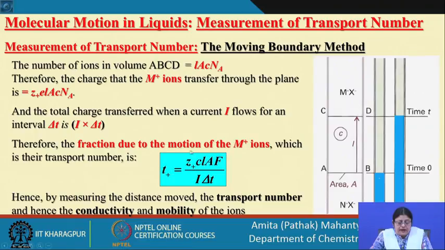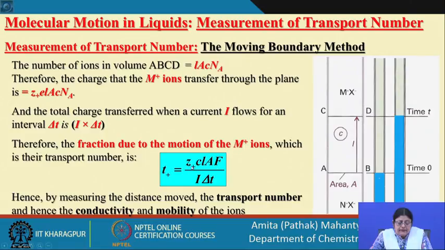So, this is the charge carried by the ions which pass the border CD, diffusing into this solution after time t. This is the region where you have the ions of interest, M plus. So, the total charge of the species in the volume element is going to be ZE into Avogadro number into C into L into A.